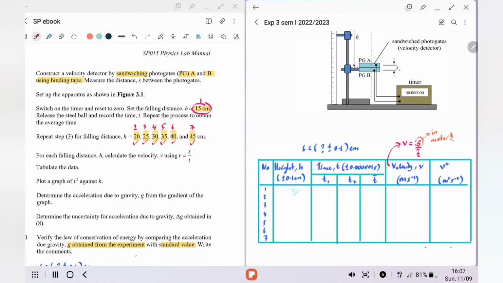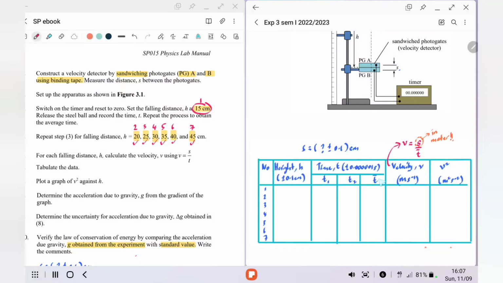We have 7 different heights, isn't it? So we have 15, 20, 25, 30, 35, 40, and 45 centimeter. Okay, remember in 1 decimal place, should be 15.0, 20.0, 25.0, and others. Alright, and then this is the time taken here. The time taken we need to repeat at least 2 times. For each reading, we need to repeat 2 times. Okay, this is T1 and this is T2 for each height. Alright, and this is the average.